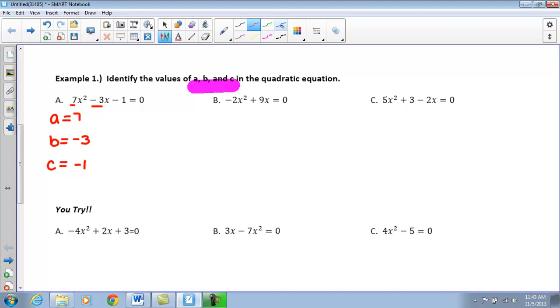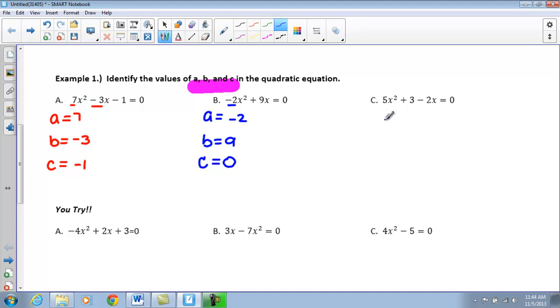Now if I take a look at my second example, I have negative 2x squared plus 9x equals 0. So I have my a term, which is negative 2, and my b, which is 9, but here I don't have a constant listed, so my c value is going to be 0.